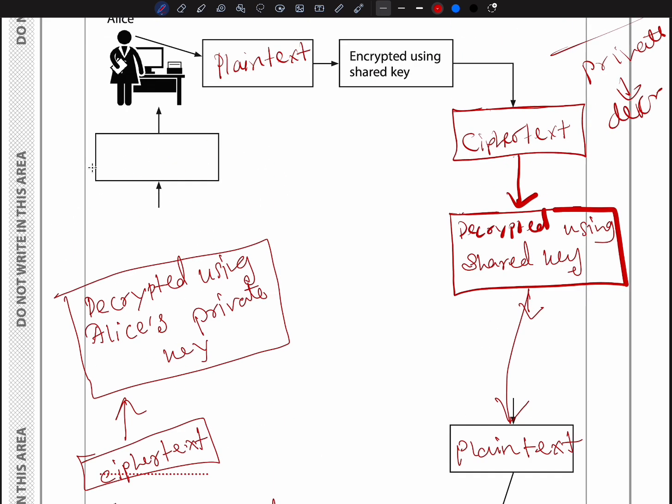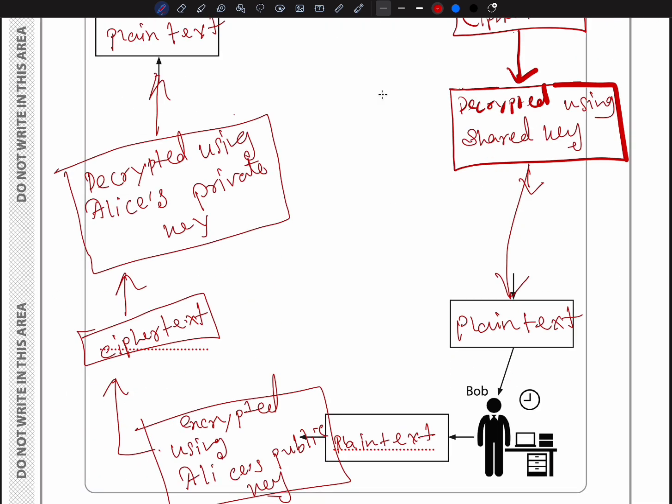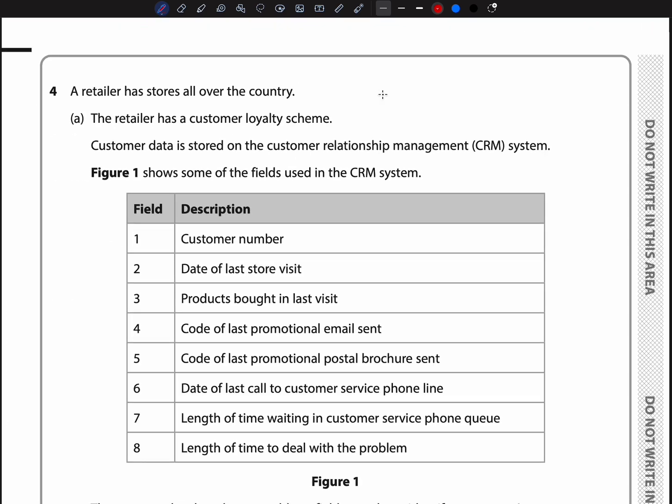After the decryption, obviously the data becomes plain text, right? Sorry, the arrow will be up. And then this will be the answer. Okay. Yeah, so this is the end of question number 2. Then we will move to question number 4.